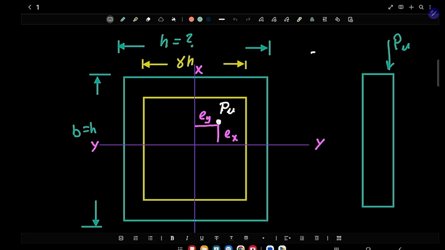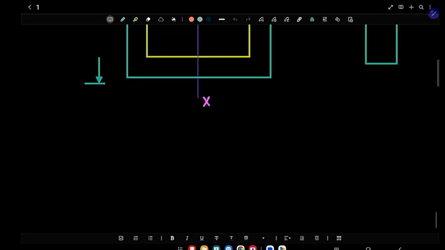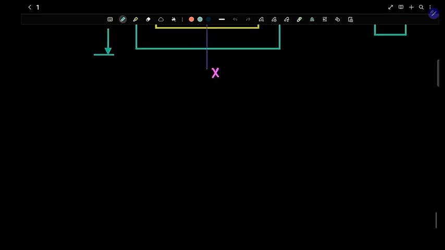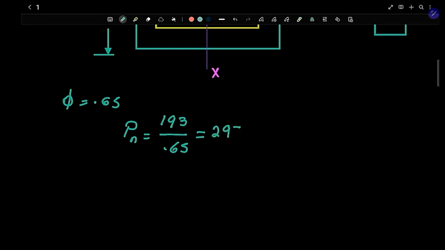First thing we're going to calculate is phi, which is going to be 0.65. Phi is equal to 0.65. So we're going to go ahead and calculate the nominal axial load, Pn. It's going to be 193 divided by 0.65, and that will give us 297. So let me just show you the Excel here.